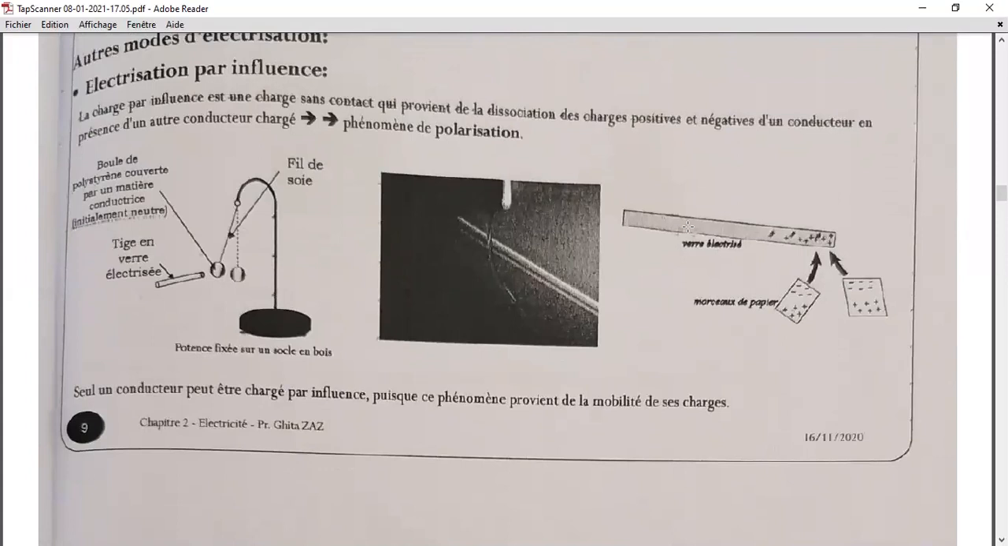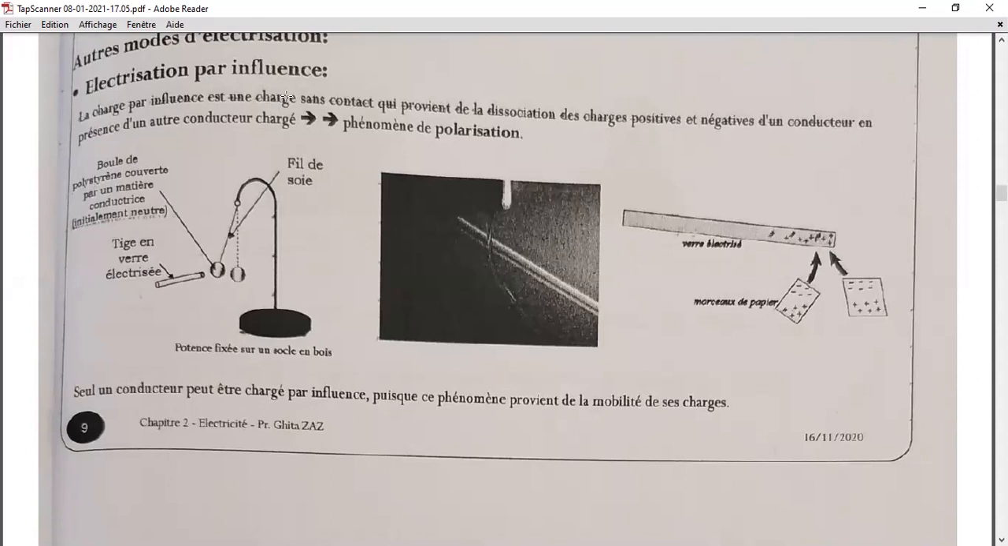So here, I said that there is electricization by influence. Electricization by influence is a method of making an element electrically charged just by influence. When I say influence, there is no contact involved, but by bringing two metals, or rather two elements, together, you see that there will be an influence and an attraction will be induced.